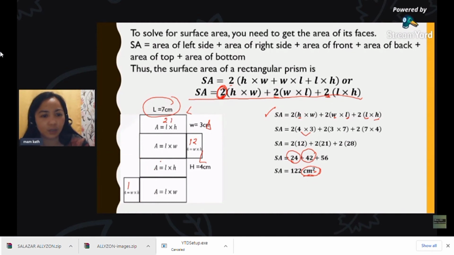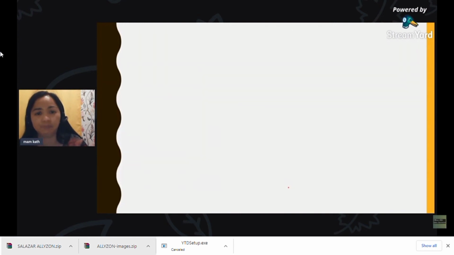21 and 21. And this 56, or the 28, is this. 28 and 20. So now, the surface area: when you add all these 6 dimensions, when you add them all, you will get the total of 122 centimeters squared. So that is the surface area of a rectangular prism.